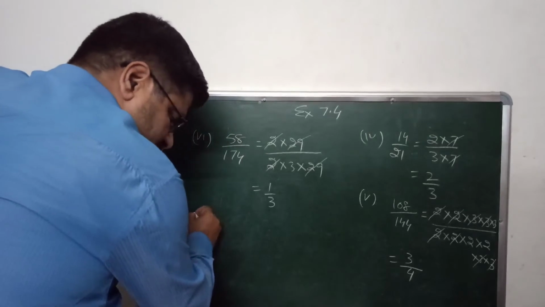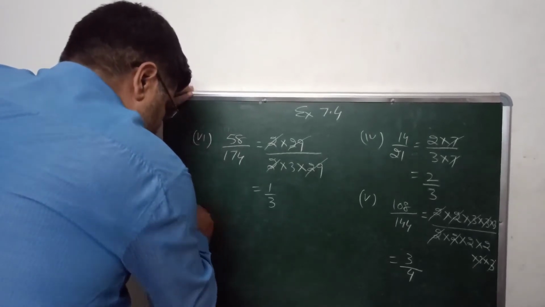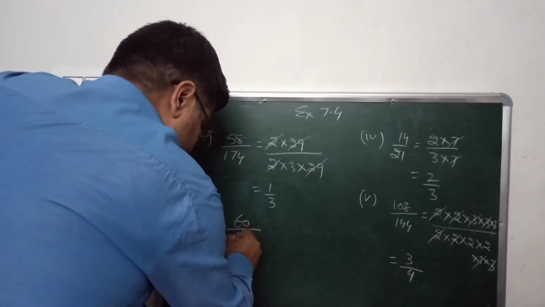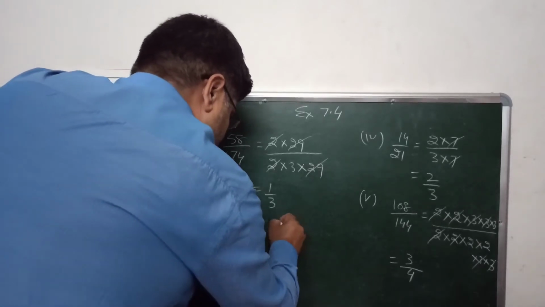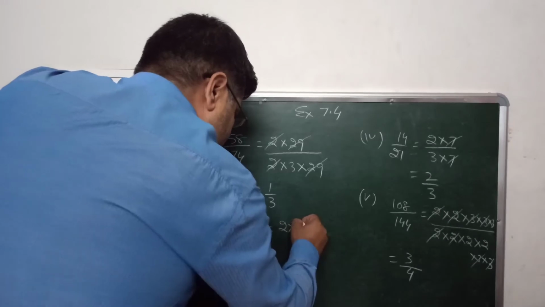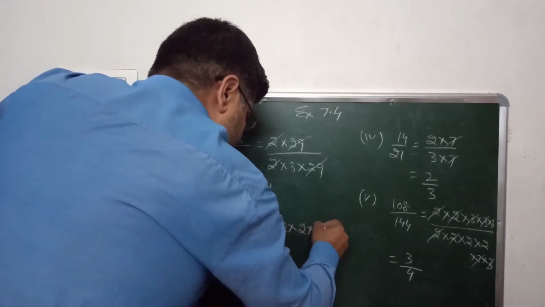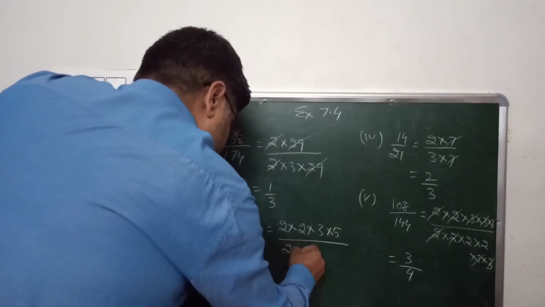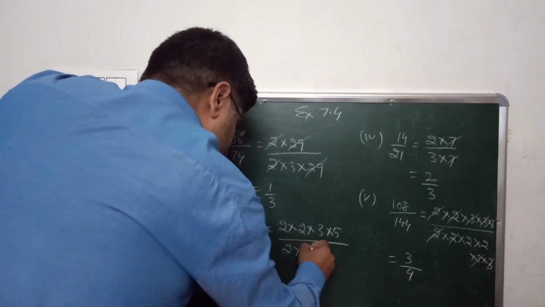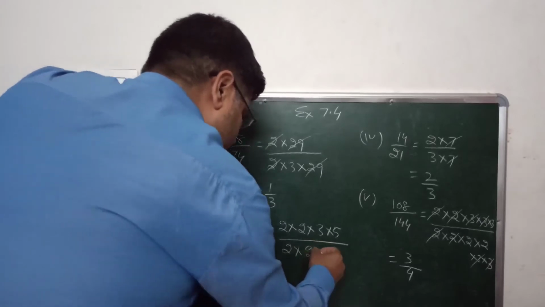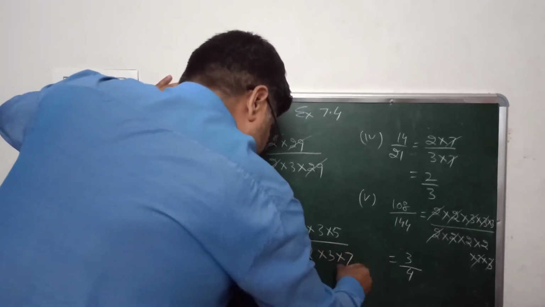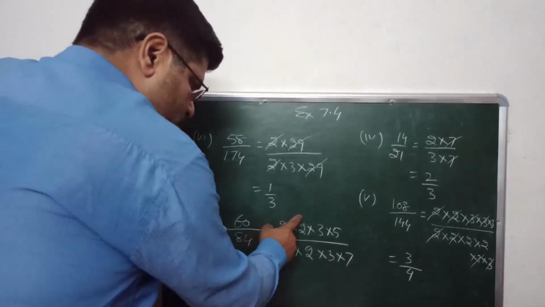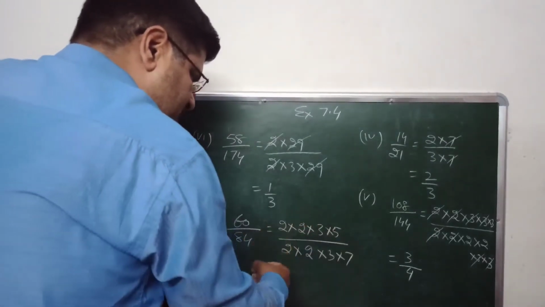After this we have a seventh part. Seventh part is 60 upon 84. 60, 2 into 30. 30 will be 2 into 15. 15 will be 3 into 5. And 84 will be 2 into 42. 42 divided by 2 is 21. And then 3 into 7. So 2 2s are 4, 4 3s are 12 and 12 7s are 84. 2 2s are 4, 4 3s are 12 and 12 5s are 60.